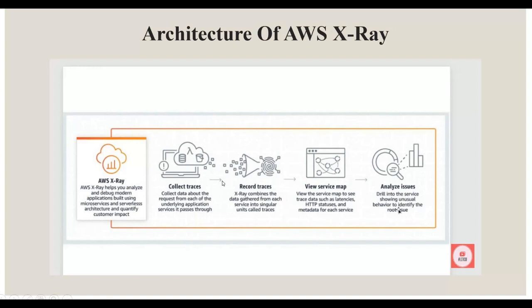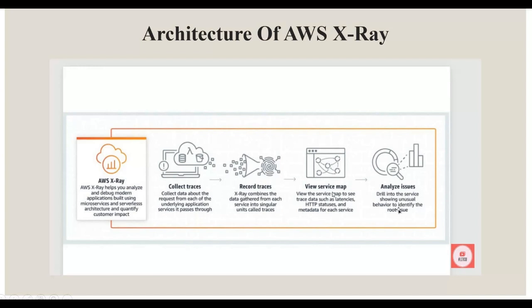So it combines the data together from each service into a singular unit. That's called the trace. Then view the service map. It views the service map to see the trace data such as latencies, HTTP status and metadata for each service. Once it collects the traces, then we can view that service map. In the demo session, we will see how we can collect the traces and view the service map.